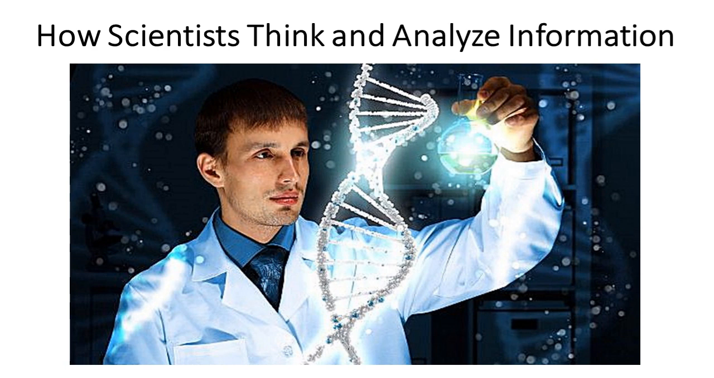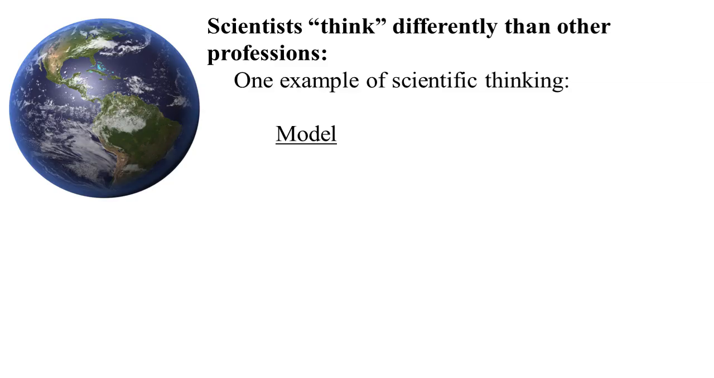How scientists think and analyze information. Scientists tend to think differently than other professions. And one example of scientific thinking is the term model.